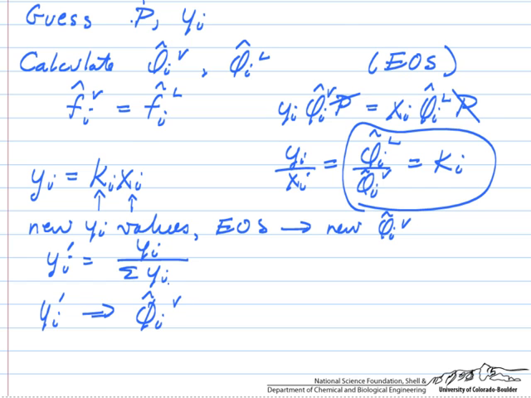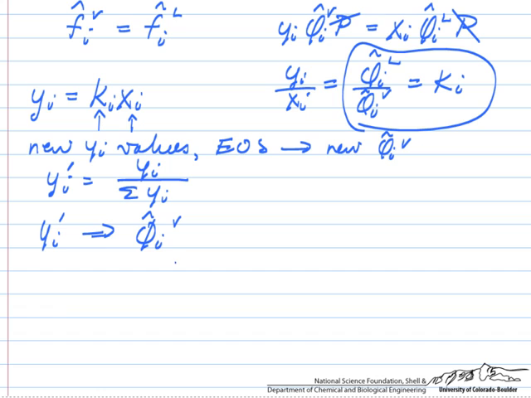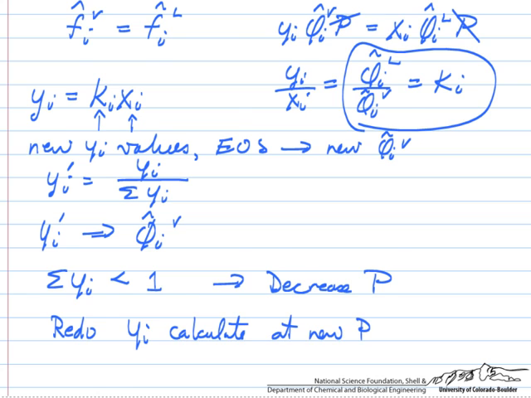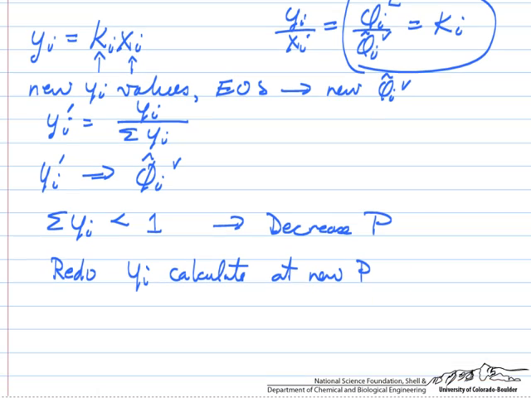We have corrected it, but they're not going to add to 1. So let's say the sum of the mole fractions now is less than 1. So what we want to do is therefore decrease the pressure. That was our guess, and just redo the calculation at the new pressure. So we go through the iteration again, and the objective is to get the sum of the yi's to add to 1. When this happens, then we have the correct pressure, and we have the correct mole fractions.